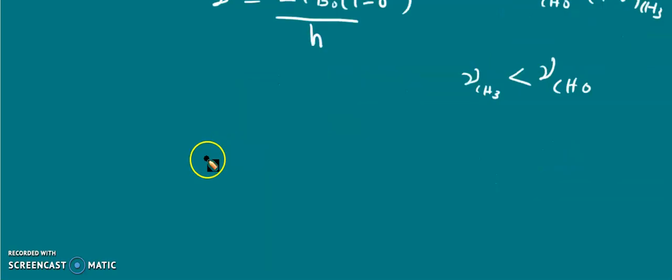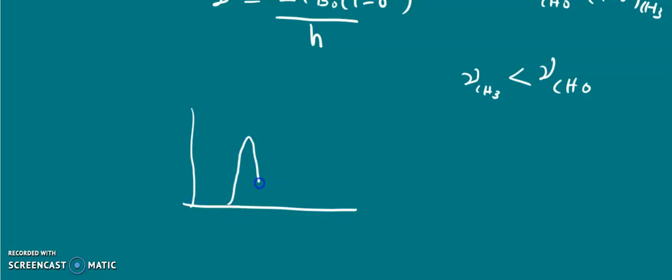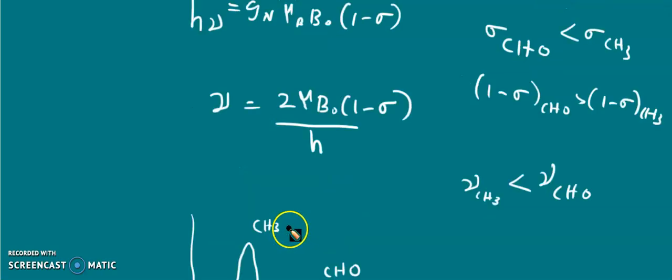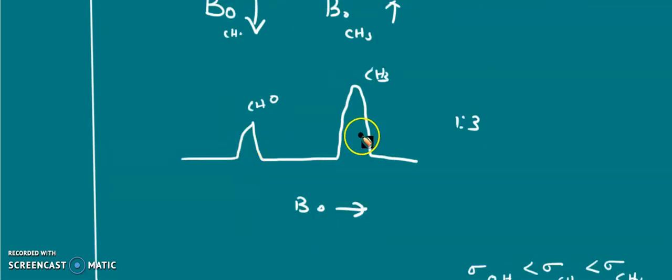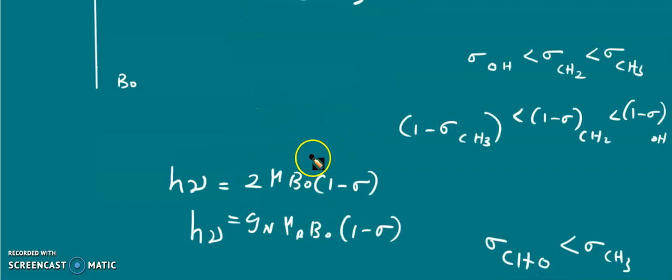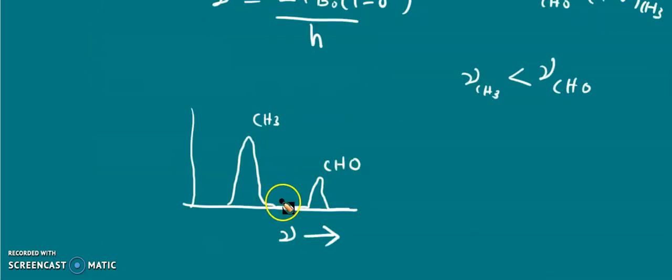So when we vary the frequency, we can see that there are two peaks. The first peak is having maximum intensity and the second peak is having minimum intensity. So this corresponds to the CH3 group and this corresponds to the CHO group. So this is while we vary the frequency. When we change the field instead, the positions of CH3 and CHO will be interchanged.